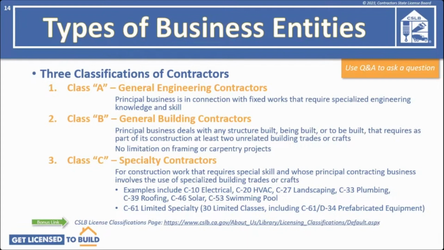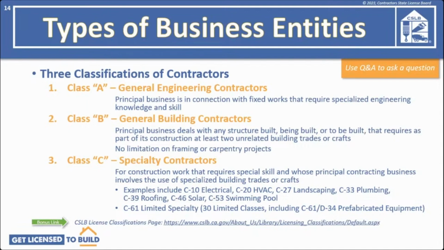In other words, a B contractor shouldn't take a prime contract for a project involving trades other than framing or carpentry unless the prime contract requires at least 2 unrelated building trades other than framing or carpentry. There is no limitation on B contractors to stop them from taking on projects that only include framing or carpentry.